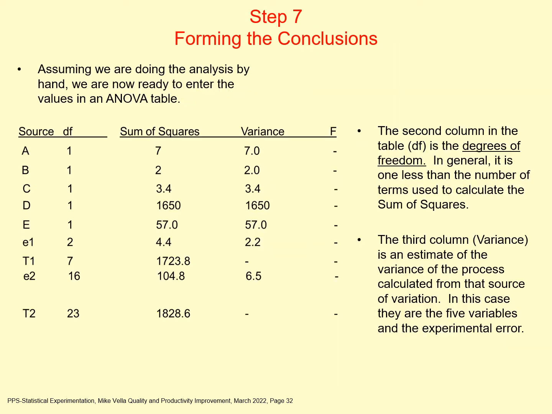So with all that arithmetic, we're ready now to construct our ANOVA table. On the left-hand column, we have all the sources, A, B, C, D, E, and the 2 error numbers with the degrees of freedom that are associated with it, the sum of squares that we calculated for each, and then, of course, the variance is the sum of squares divided by the degrees of freedom. So for factor A, the variance is 7. That's 7 divided by 1.